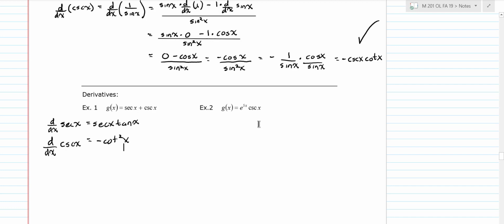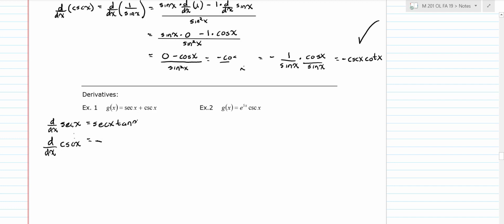No, so I got that wrong. Okay, the cosecant doesn't show up as much. But the way you should remember this is like this: if you're doing a derivative of a cofunction, if your trig function starts with c, it's negative.